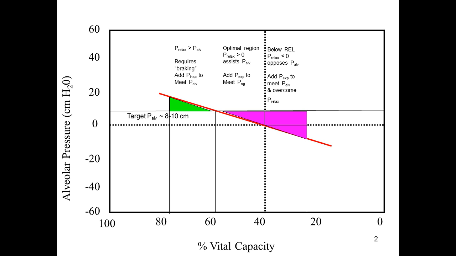So there's an interesting, paradoxical situation here at high lung volumes where we actually have to use inspiratory muscles to achieve adequate expiratory pressure.